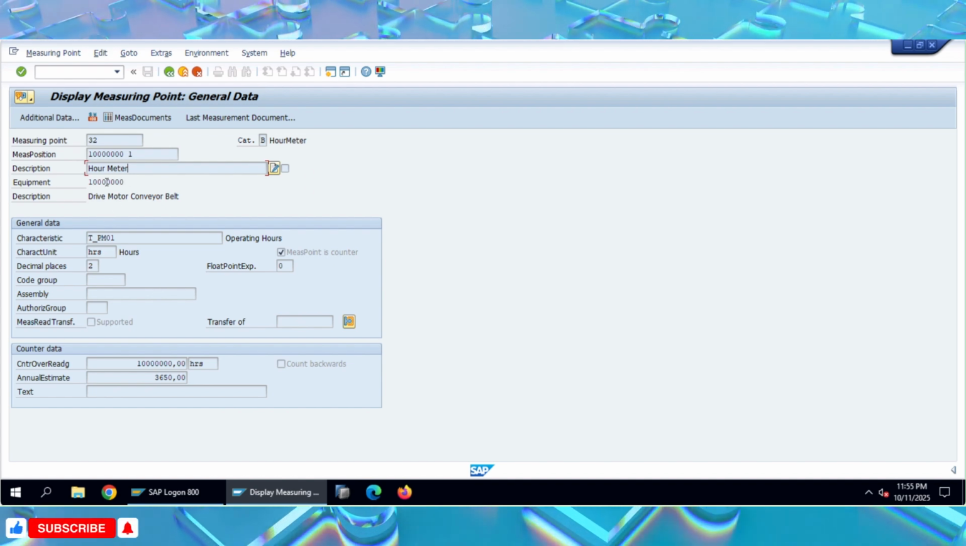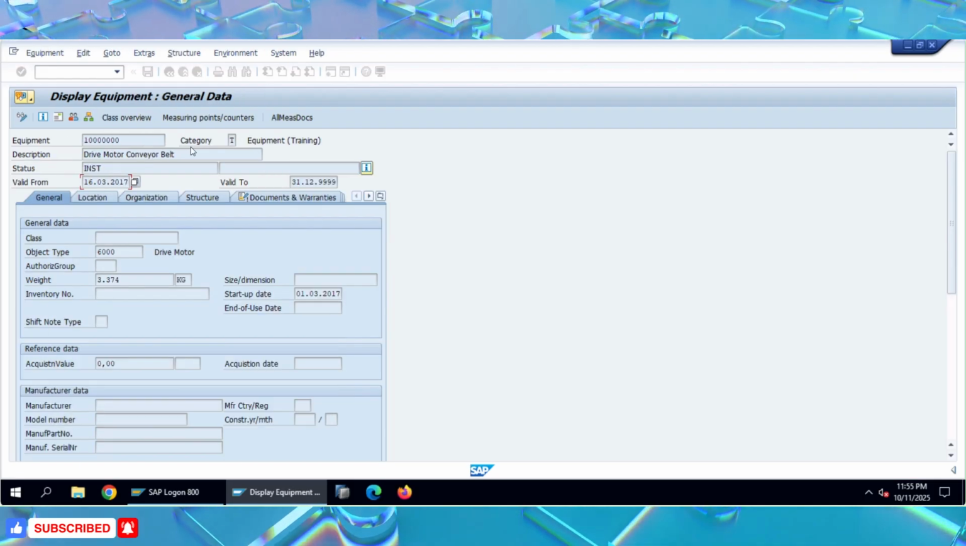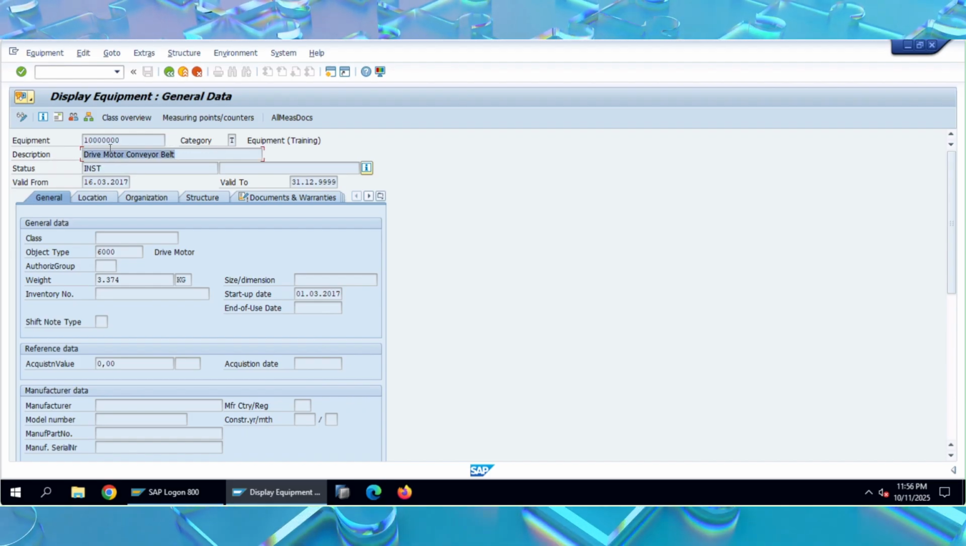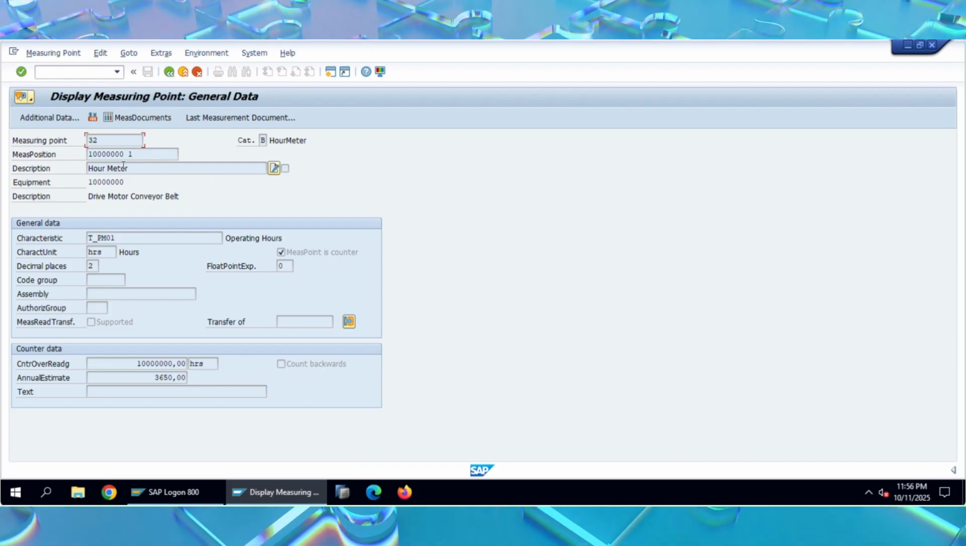But you can see for this equipment, this is the equipment. If you double click here, it will go inside to the equipment. So this is your equipment, drive motor conveyor belt. Okay, so for that, the measuring point has been created. So this is the measuring point.